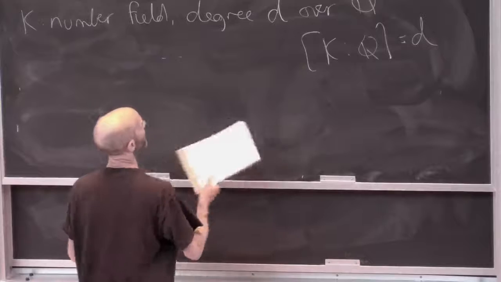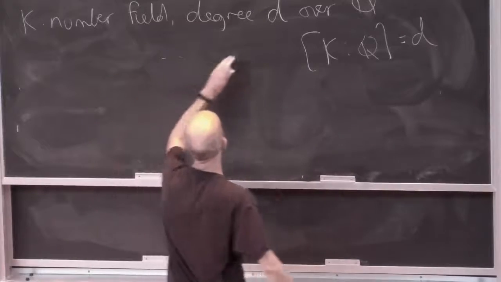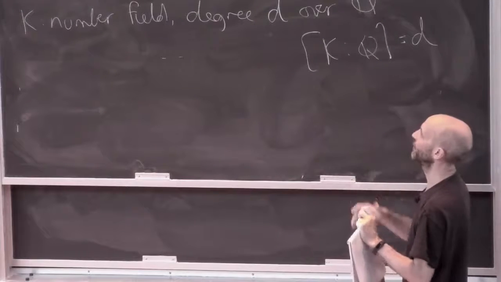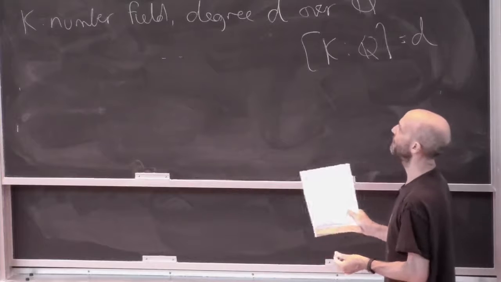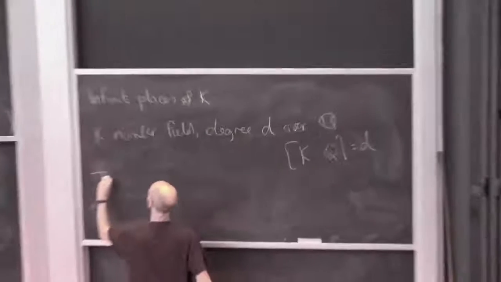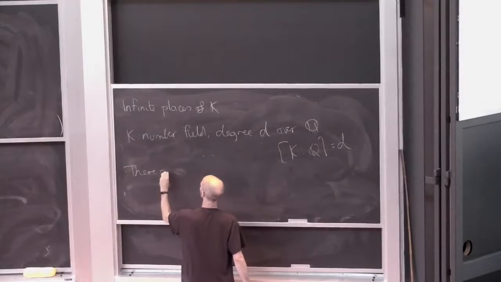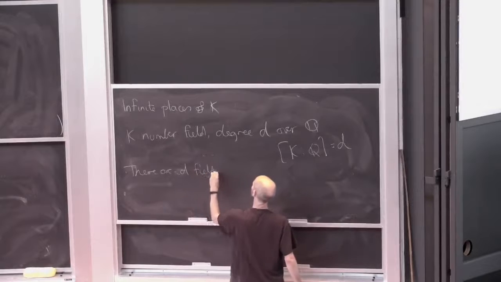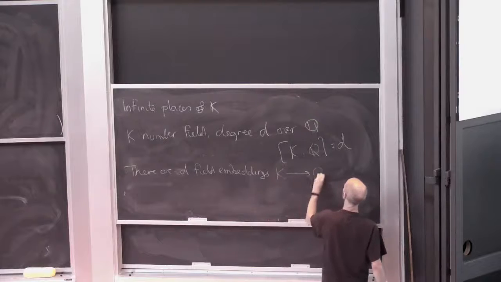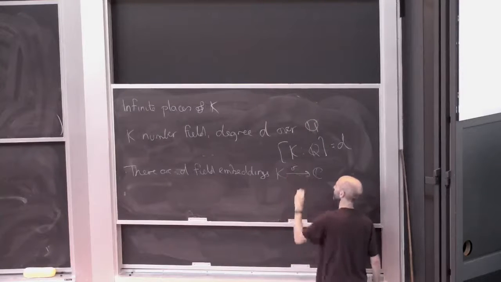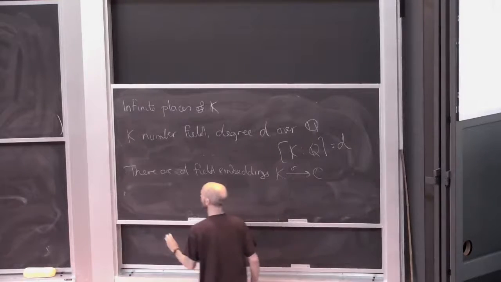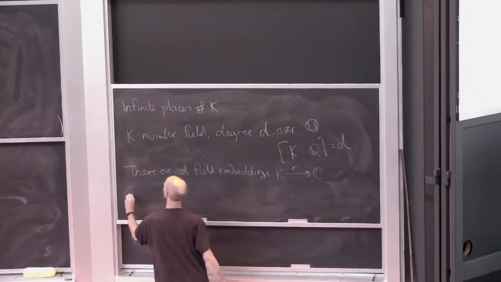So an infinite place: there's a standard fact that if I've got a number field of degree d over Q, it's generated by one element alpha, where the minimal polynomial of alpha has degree d, and that minimal polynomial has d complex roots, right? So there are d field embeddings from K into the complexes, and I'm going to call them sigma. And I'm going to put a weird little equivalence relation on these. So they're of two kinds.